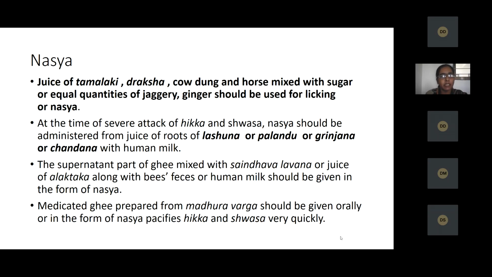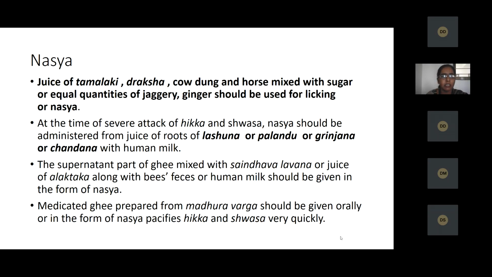At the time of a severe attack of hiccup and shwas, that is the main severe attack of COPD, we can give nasya. Juice of lashuna, palandu, grinjana and chandana with human milk should be administered. We can advise the vegakalin chikitsa also by nasya therapy, with lashuna, palandu, grinjana and chandana with human milk to that patient also.